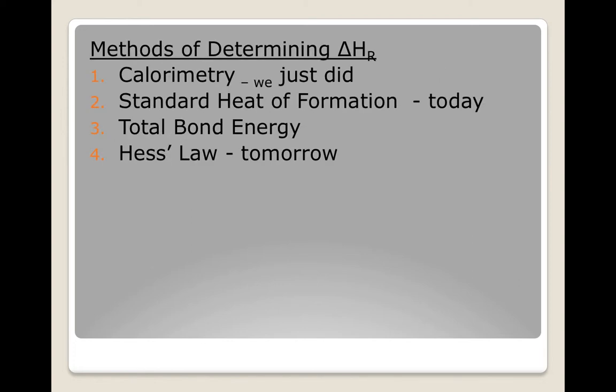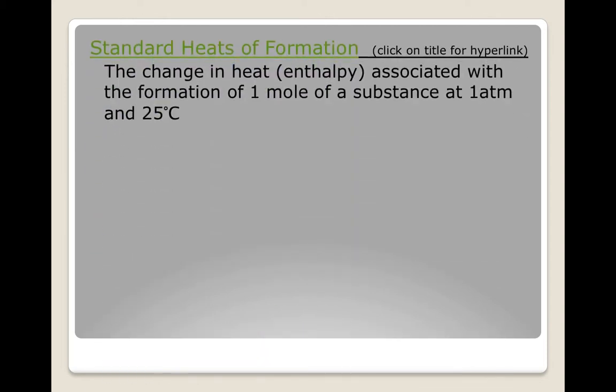Different ways of determining delta H of a reaction: calorimetry, we've done standard heat of formation, we're doing total bond energy, and Hess's law. I don't know if it'll be tomorrow. Standard heats of formation. If you would like another quick video on how to do that, you can click on that on your worksheet if you still have it open on the computer. The standard heats of formation are the change in enthalpy or heat associated with the formation of 1 mole of a substance at 1 atmospheric pressure and 25 degrees Celsius. These are standard values that you can get off of a chart, and you will be given them.